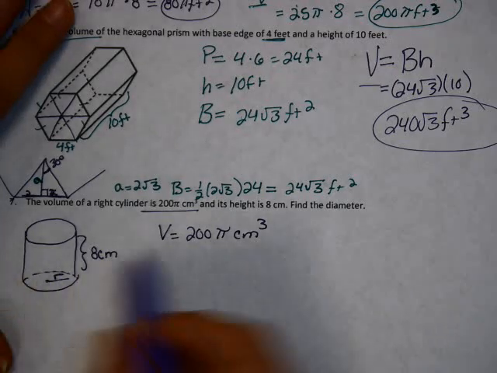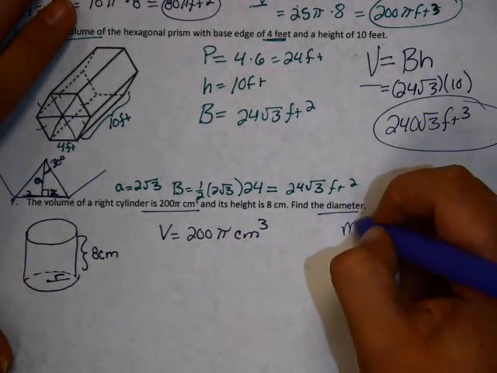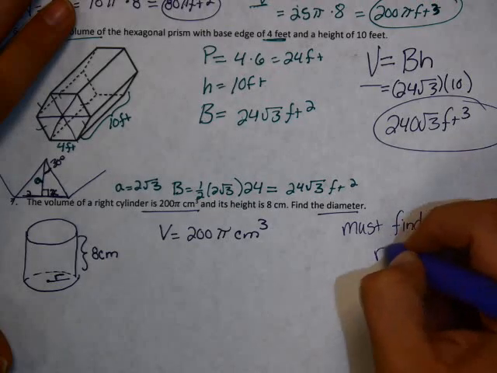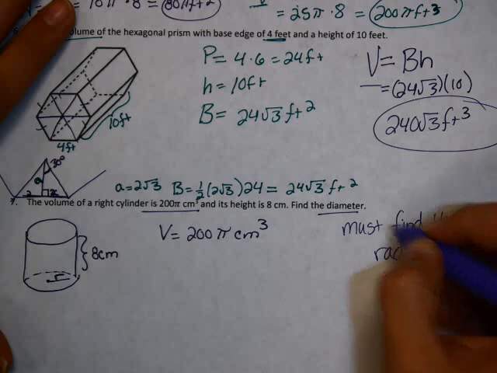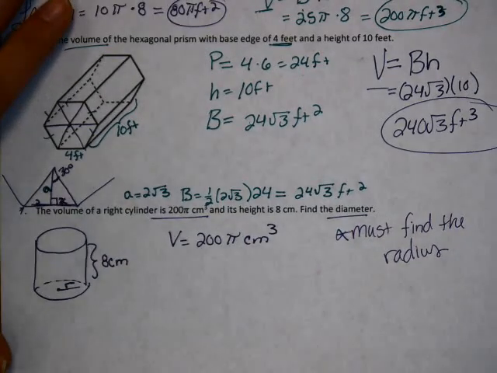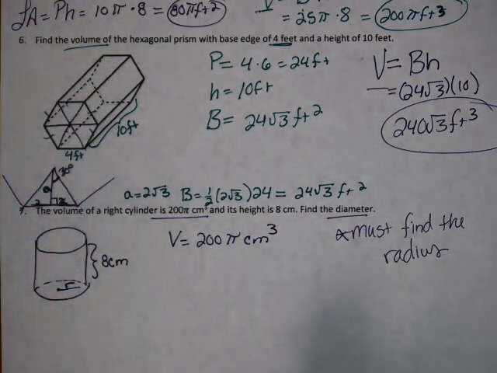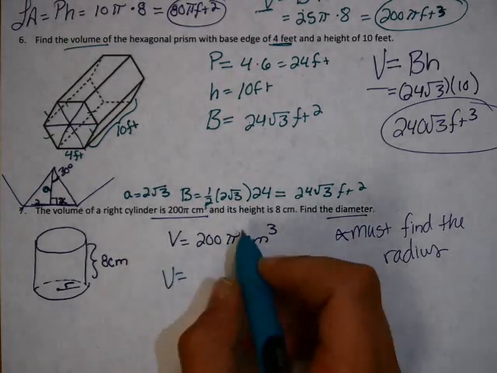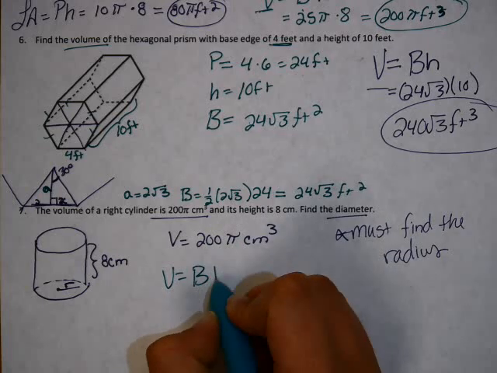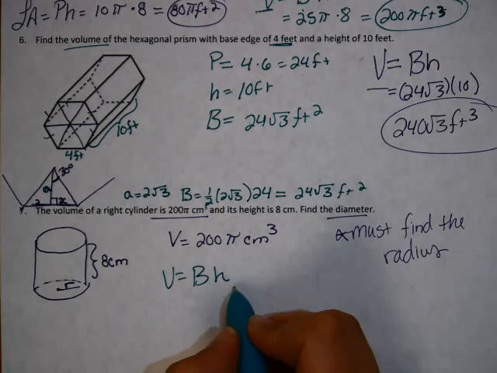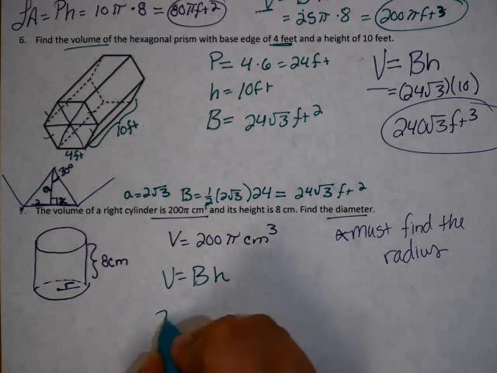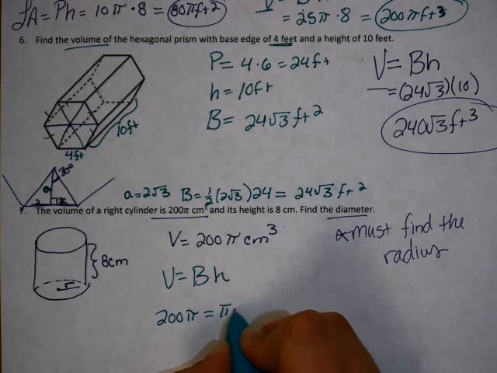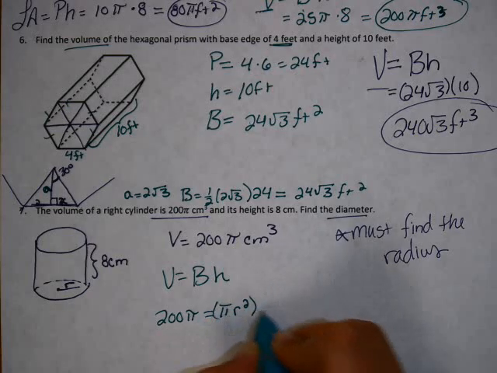Okay. So to find the diameter, we must find the radius. Alright, so to find the radius, we need to use our formula. So volume is area of the base times the height. Luckily, we're given the height, so we can go ahead and say 200 pi is equal to pi r squared times the height.